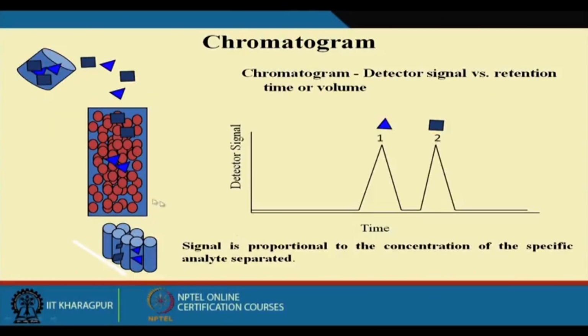Now, as I told you, here the picture is very clear. Suppose this is a mixture of two particles, and you can see that the configurations of the two particles are different. One is triangular and another is square. So when it passes through the column, one is separated from the other, and you get different peaks, because first the triangle might come and second the square comes. So you have two retention times. Two components have two retention times.